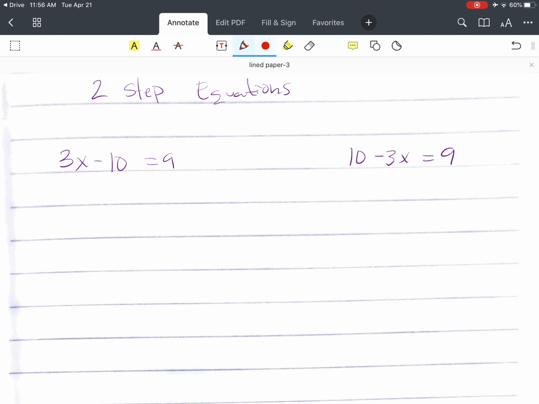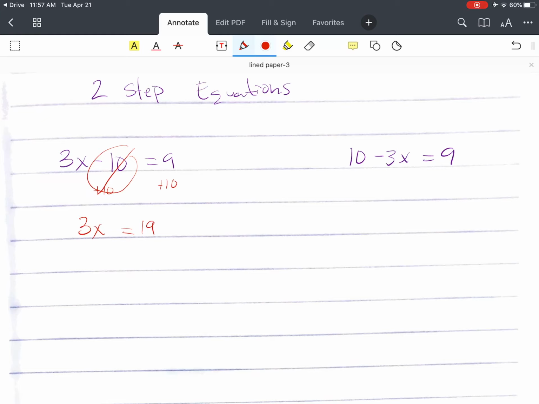So here we have 3x minus 10 equals 9. We're trying to solve for x. We're multiplying it by 3, but then we're also subtracting by 10. So we first got to get rid of the negative 10, or the minus 10. So we're going to add 10 to both sides, right? That's what we've been doing. Negative 10 plus 10, that's 0. So we have 3x equals 9 plus 10 is 19.